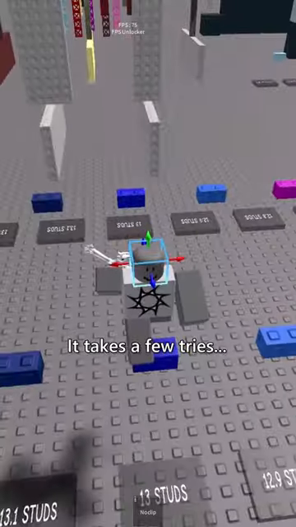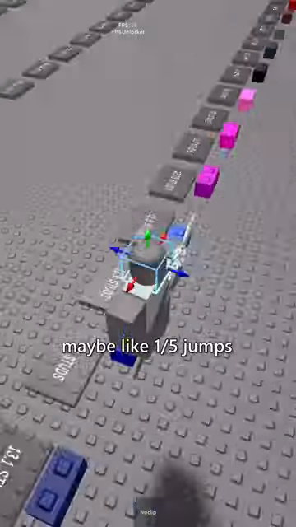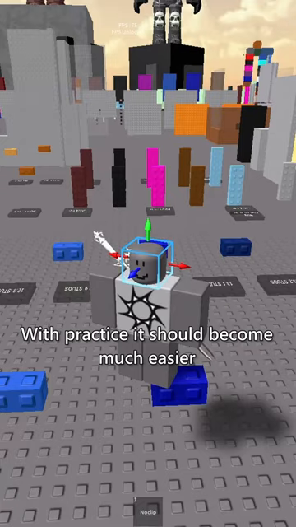And there we go. It takes a few tries, but if you keep practicing, eventually you should get it, maybe like one in every five jumps. With practice, it should become much easier.